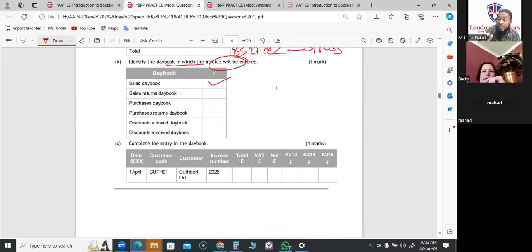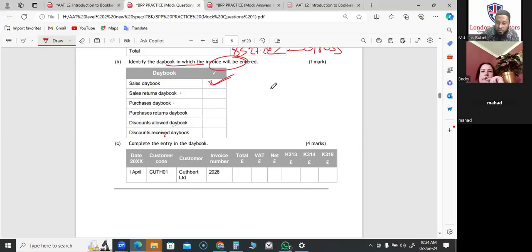Any sales return, your customer returning to you, is sales return. Purchase, if we buy from a supplier, or if they said we are paying a supplier, it's the purchase day book. Then purchase return day book. Discount allowed is where we allow discount to our customer. Discount received is where we get discount from our supplier. So this is the answer here.